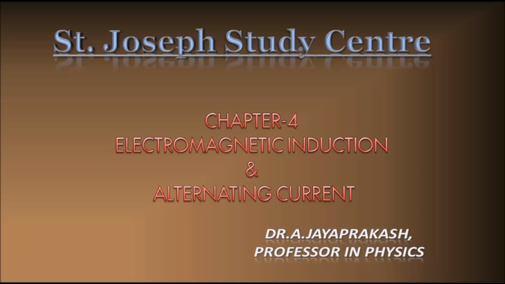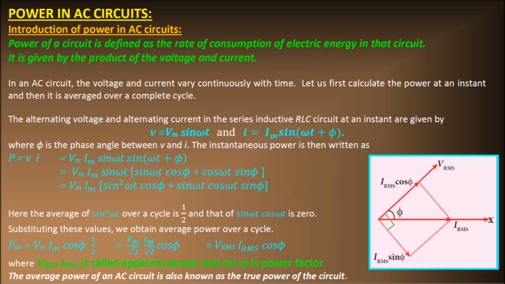Physics Chapter 4, Electromagnetic Induction and Alternating Current. In this session, we are going to learn how to estimate the power in an AC circuit, power factor, wattless current, and advantages and disadvantages of alternating current over DC current.